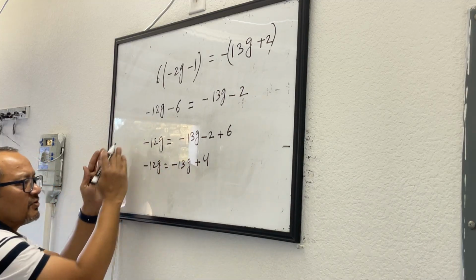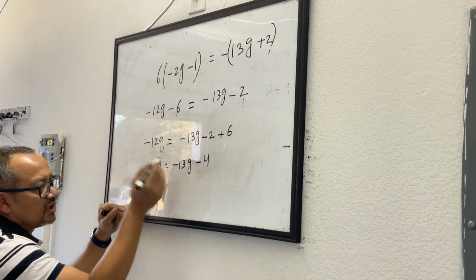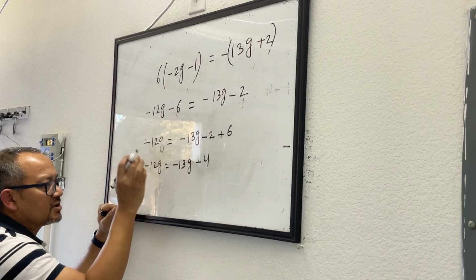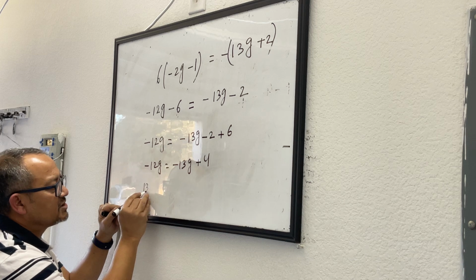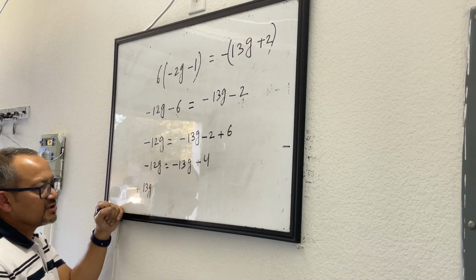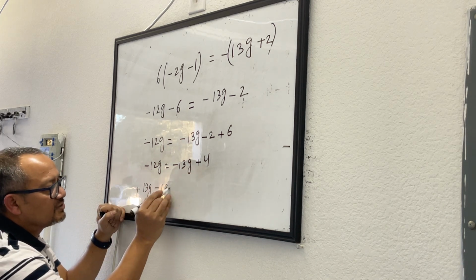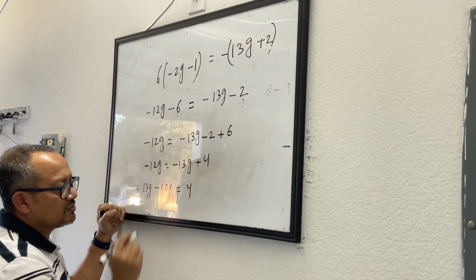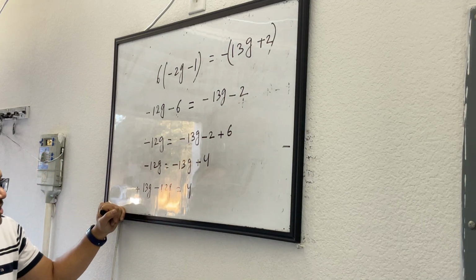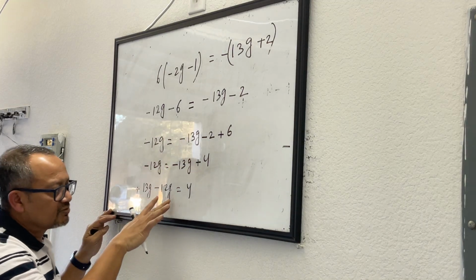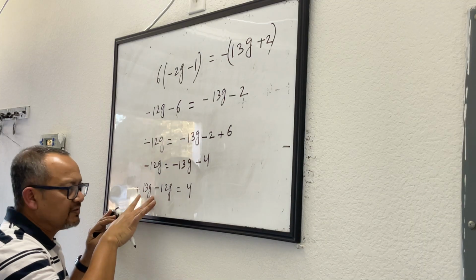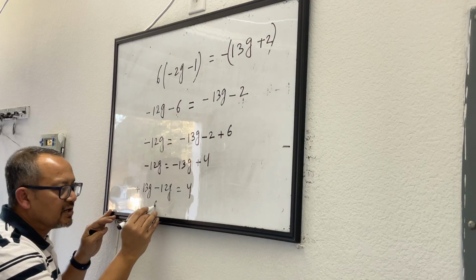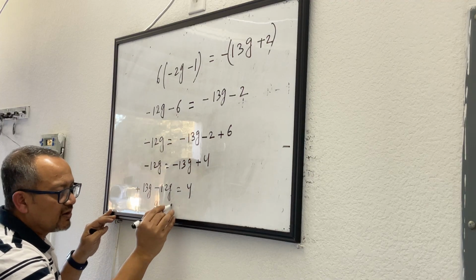Now all the G's on one side. So 13G, when it moves across the border, it's a minus, so it becomes a plus. So it becomes 13G plus 13G if you want to be explicit. Minus 12G equal to 4 or plus 4, whatever you call it. So minus 13G plus 13G minus 12G. So you have 13 positive and 12 negative, which will result into only 1G equals 4.